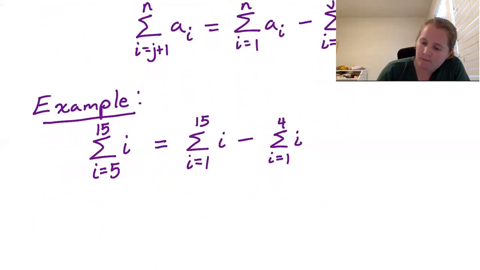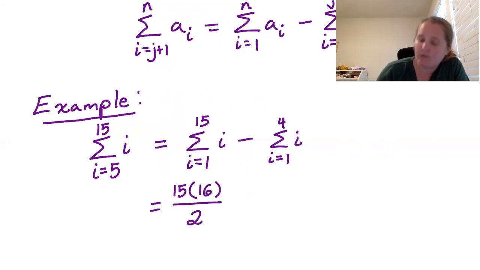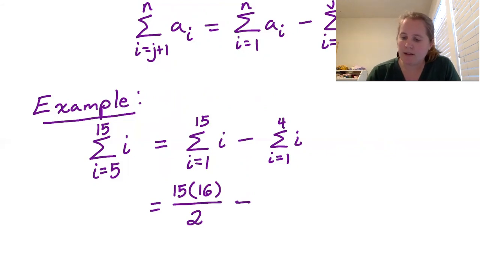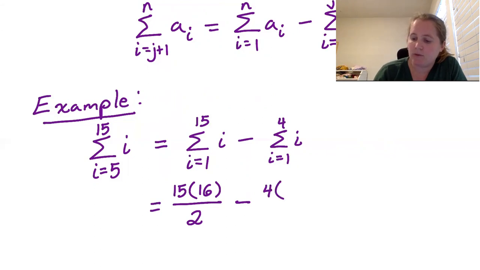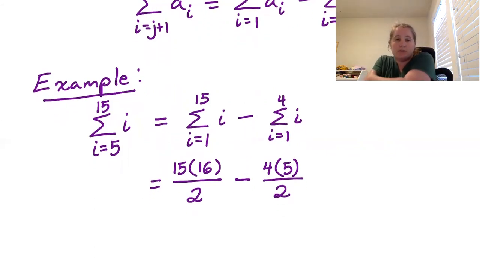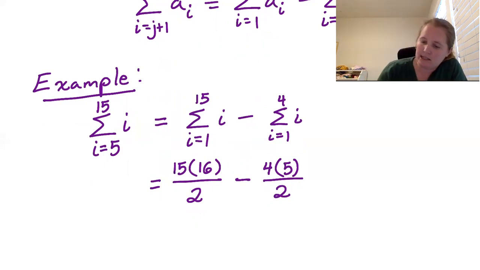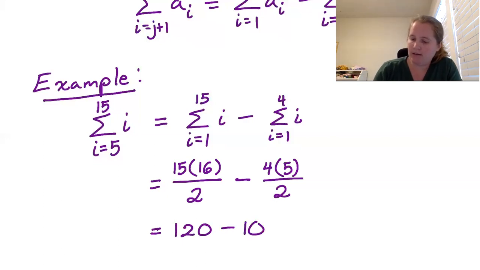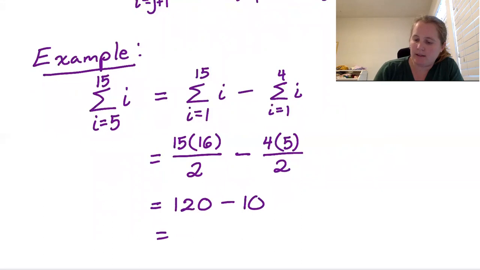So this first one, we're looking at n equals 15. And so we would do 15 times 15 plus 1, or 16, divided by 2 for the first summation. The second one, we're looking at n equals 4, still summing i. So we would do 4 times 4 plus 1, or 5, divided by 2. 8 times 15 is 120. And then we are subtracting off 10. And we wind up getting that this sum is 110.